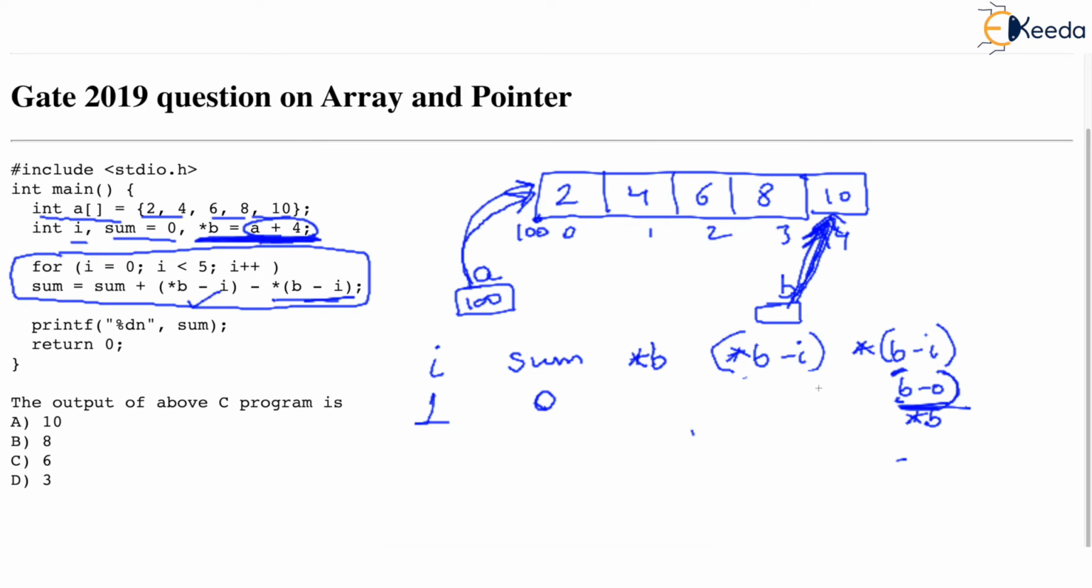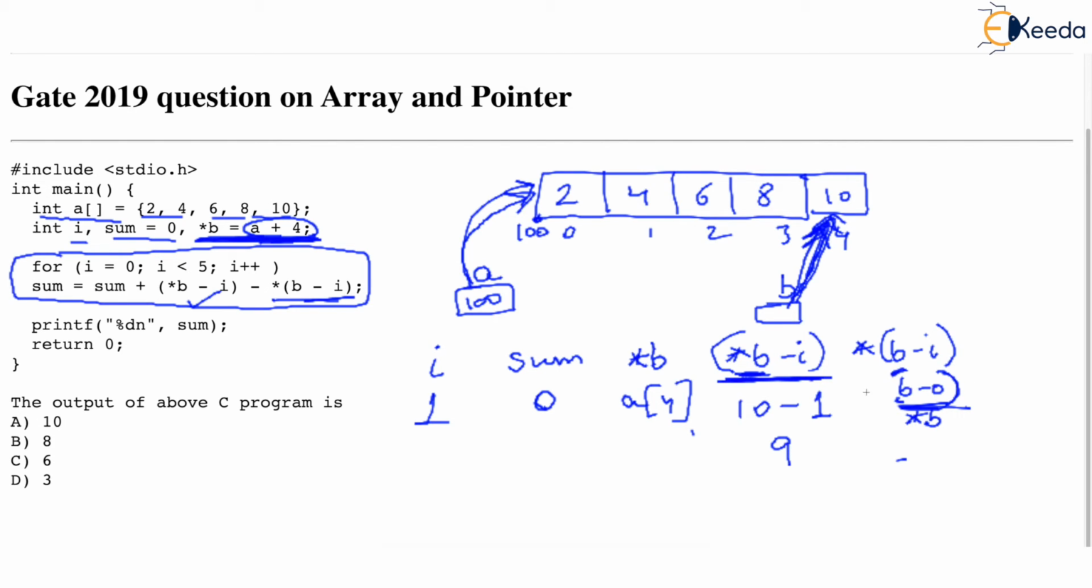Okay. Now what is this quantity? *b minus i. Remember, b is still pointing to a4, a4 as shown in the picture. So what is *b minus i? First solve *b and then minus i. *b is 10, but i is 1. So this happens to be 9.